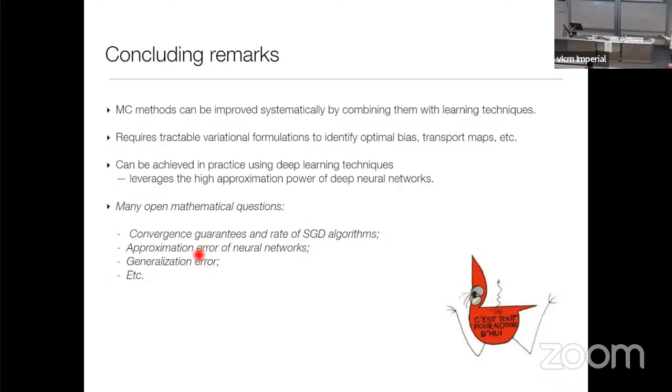We don't know what your generalization error is, because you're always training this on a training set. In this case, it's online learning. Your training set is growing, but you always want to use it outside of the training set. So that's called the generalization error, and we don't understand that very well.